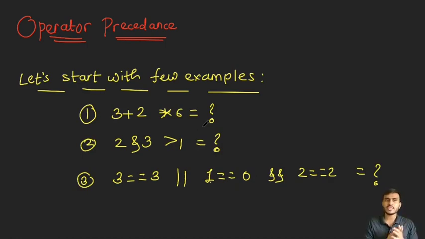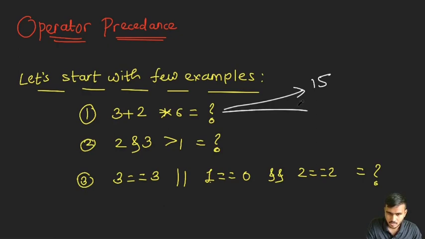If you are thinking that the answer is going to be 15, let me write this answer here. So this is one possibility, that the answer can be 15. And another possibility of the answer is 30. So there are 2 possible answers: one is 15 and another one is 30.